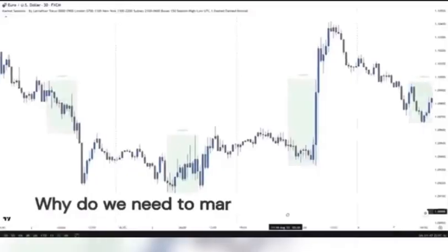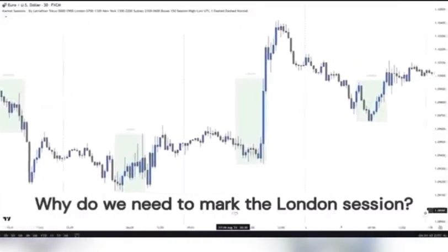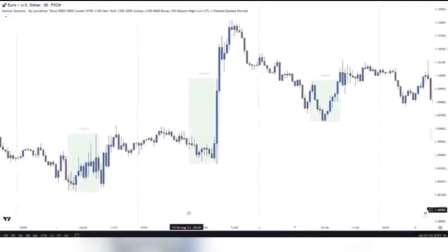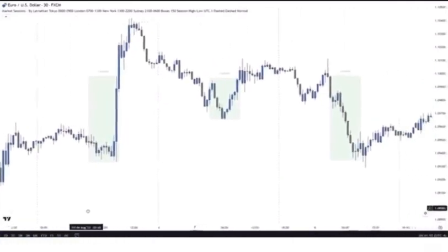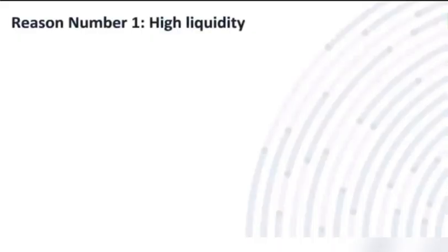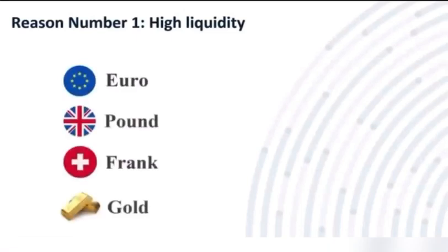Now, why do we even need to mark the London session on the chart? Well, the London session has some unique characteristics that make it different from the rest of the trading day. A lot of liquidity is injected into the market when the London session begins. In this session, we have euro, pound, franc, and gold, which are being actively traded. So, the pairs with these currencies will make the movements we want to see in the market.